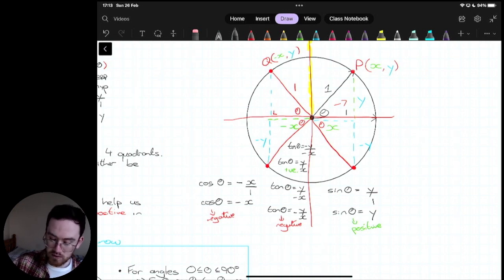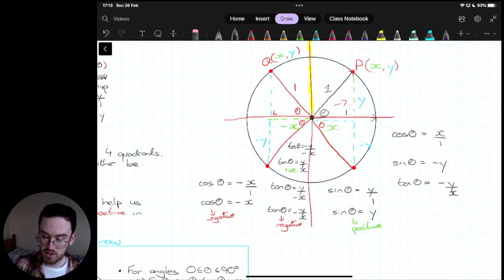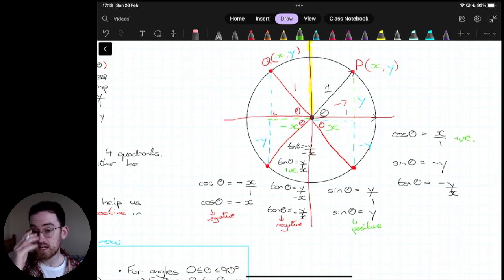What we end up with is that cos theta would be x over 1 and sine theta would be -y. Tan theta would be -y over x. So again, cos being the positive answer in that section. Okay, so it's important that we have an idea of where this is all coming from, and if we understand where it comes from in the first place with the unit circle, then it should be clear enough to see it for the other quadrants as well.